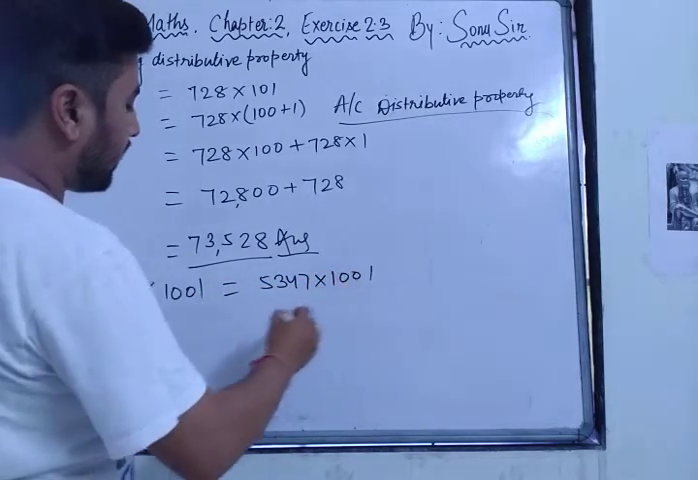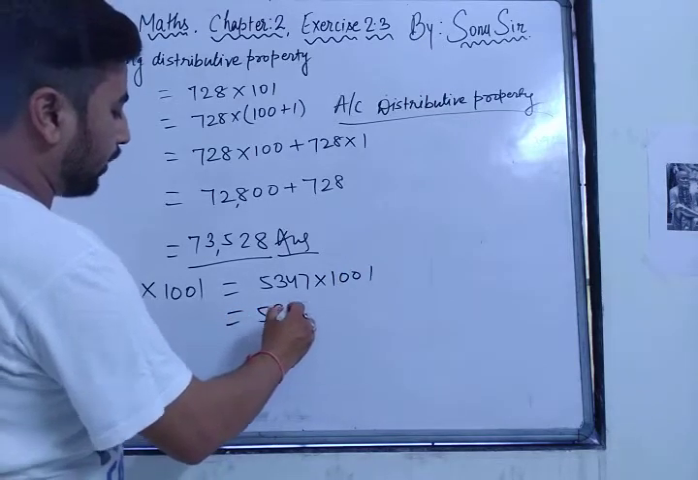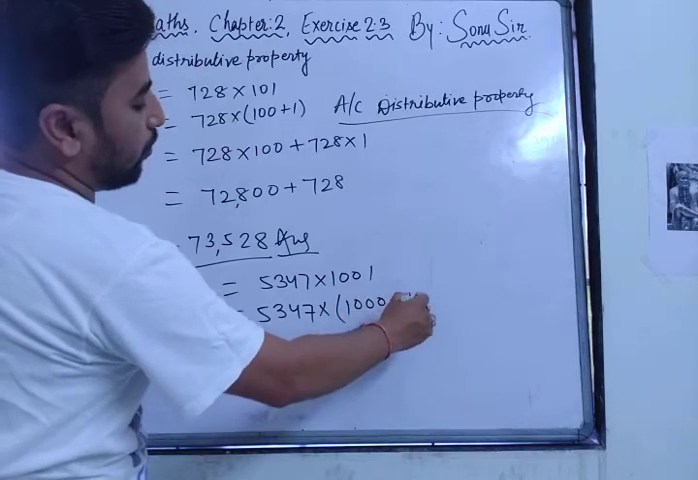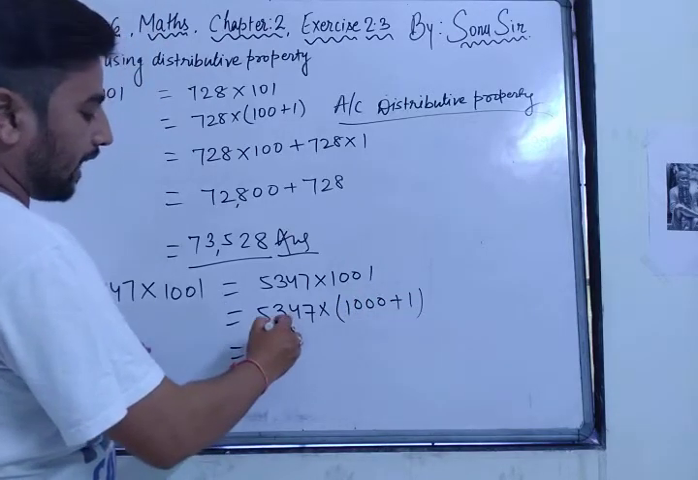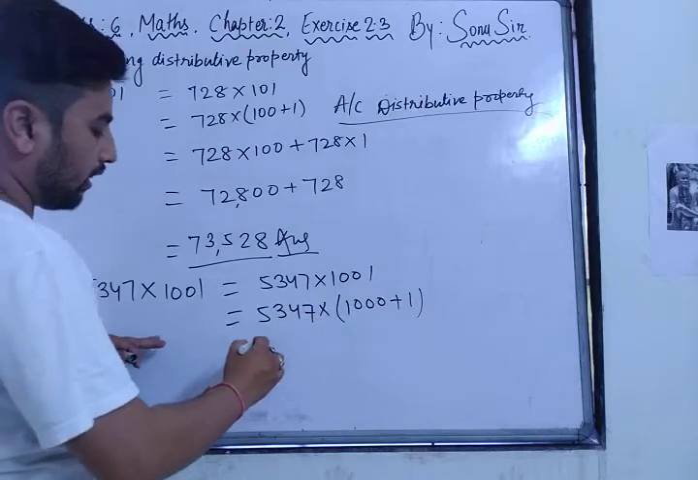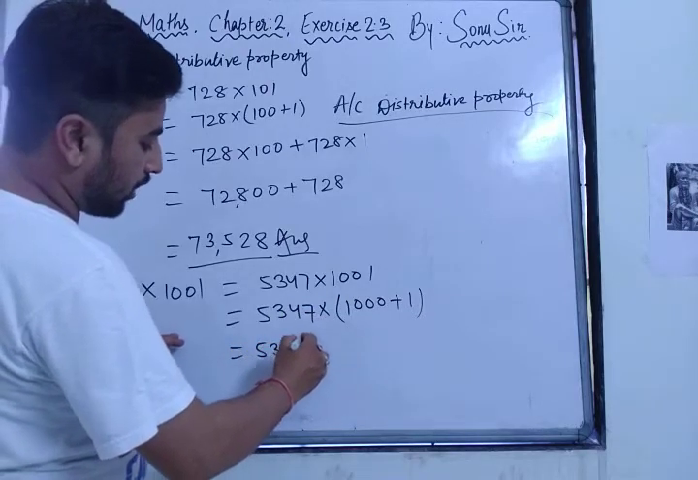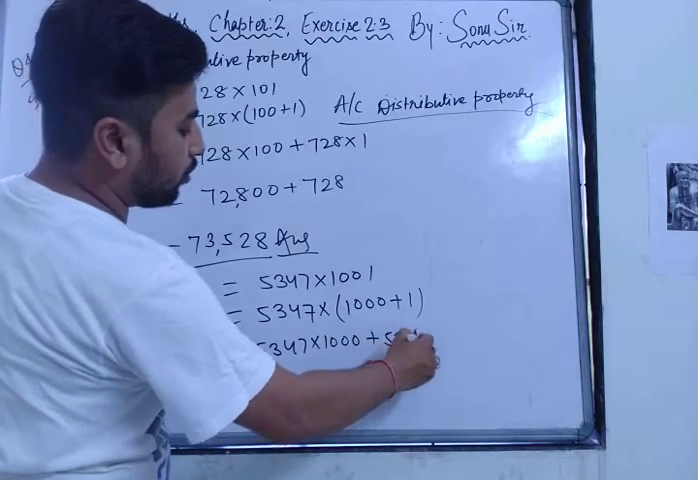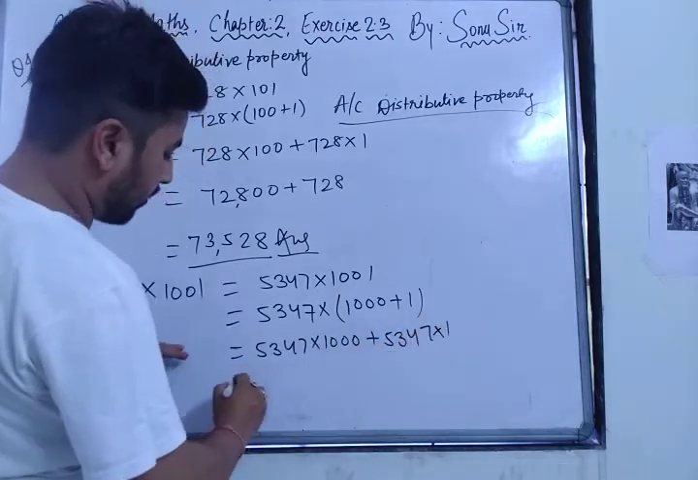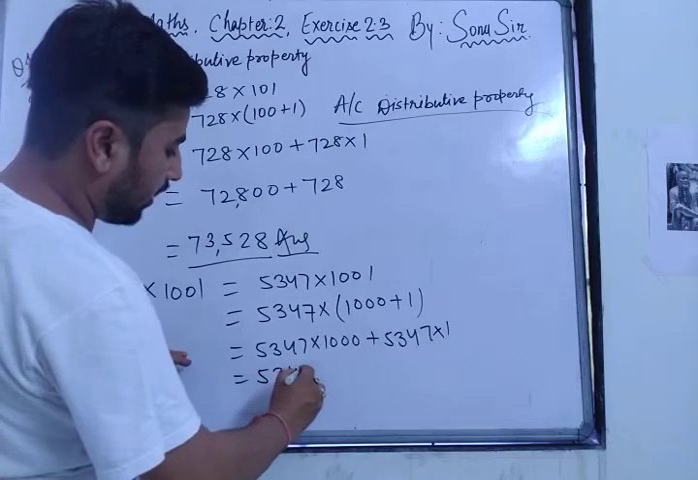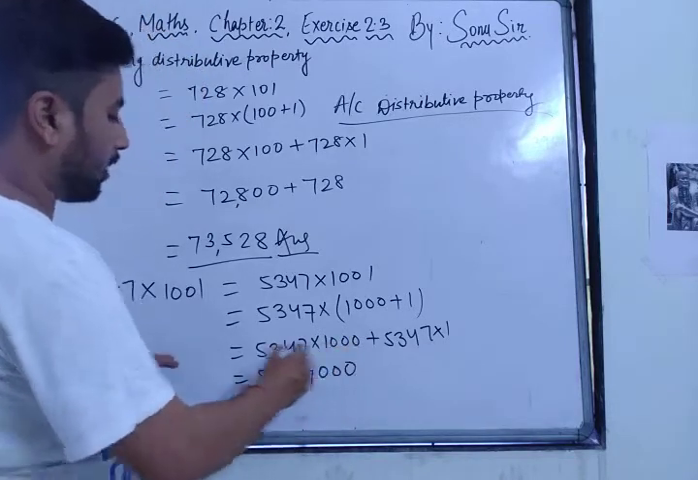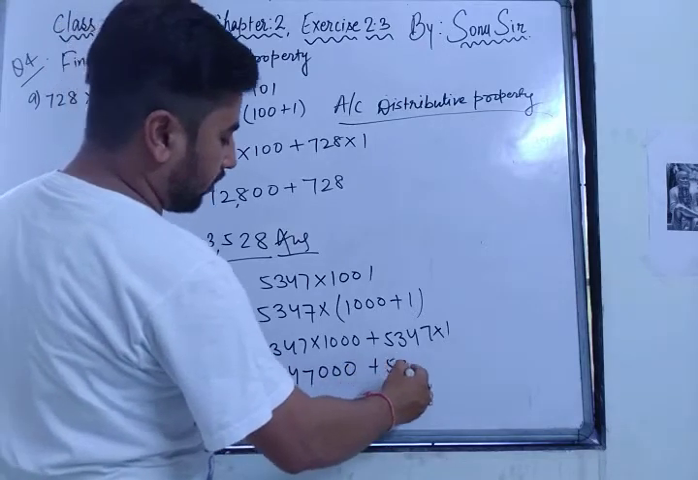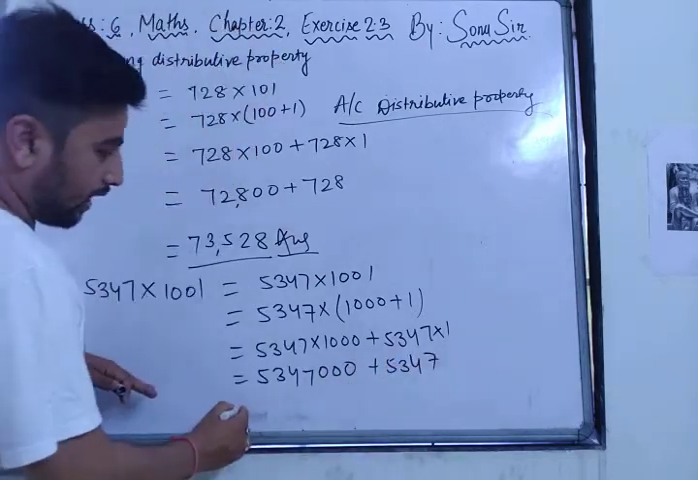First of all you have to write, and instead of 1001 we will use distributive property, that is 1000 plus 1. Got it? So you will multiply this 5347 with 1000. So what will be the result? 5347 into 1000 plus 5347 into 1. After multiplying by 1000, that many zeros will come on that number, and plus 5347. Now you have to add both the numbers.